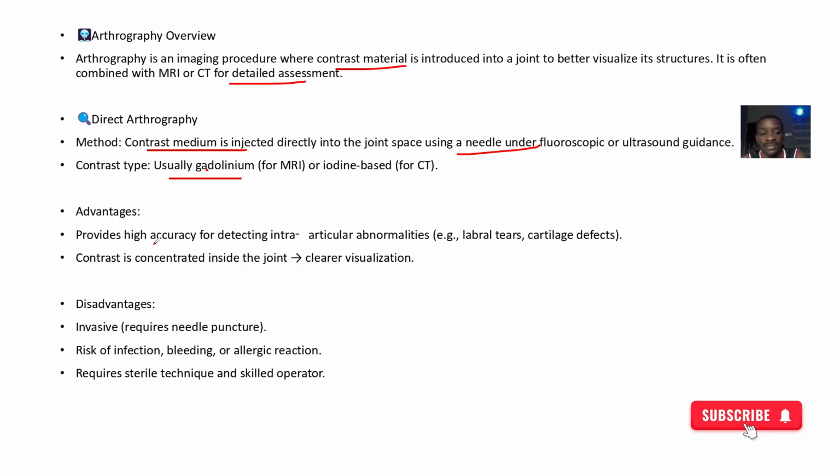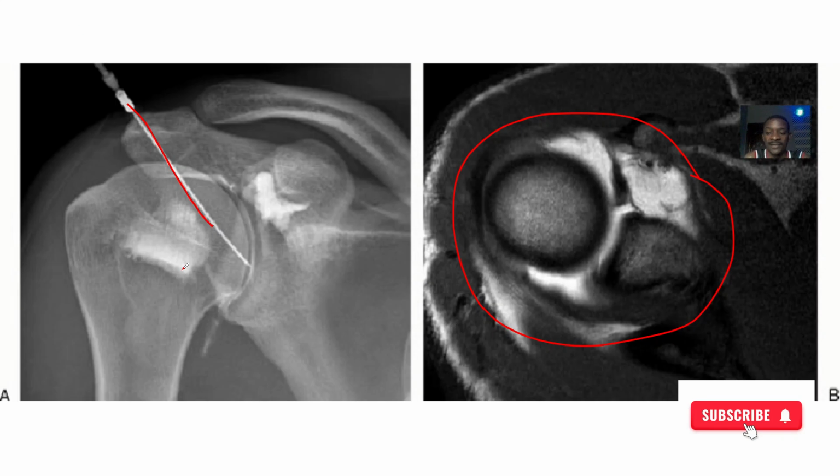So the advantage is it is highly accurate. You know that you're actually going into the joint space. Whereas if you put it indirect, into the blood, it can go other places too, causing a lot of side effects. So contrast is concentrated within the joint, giving you a clearer visualization.